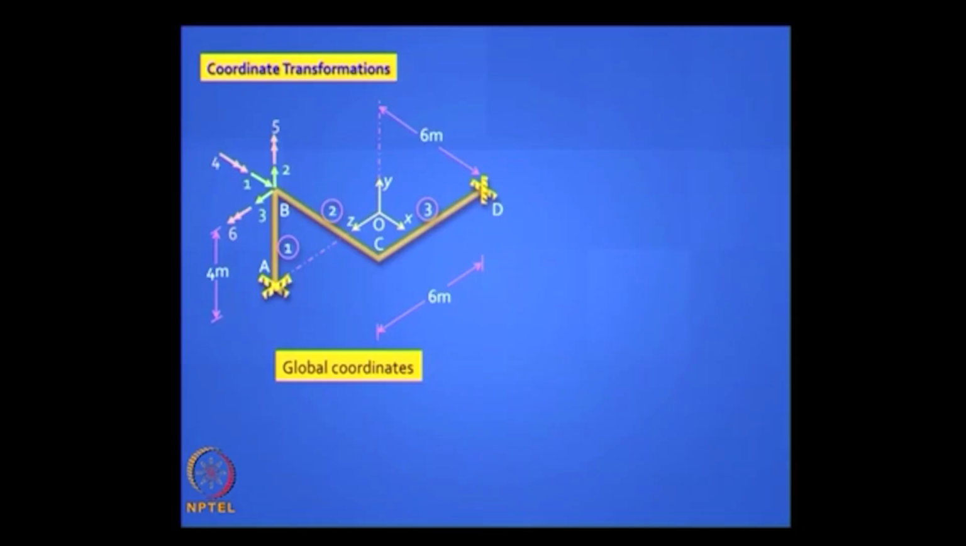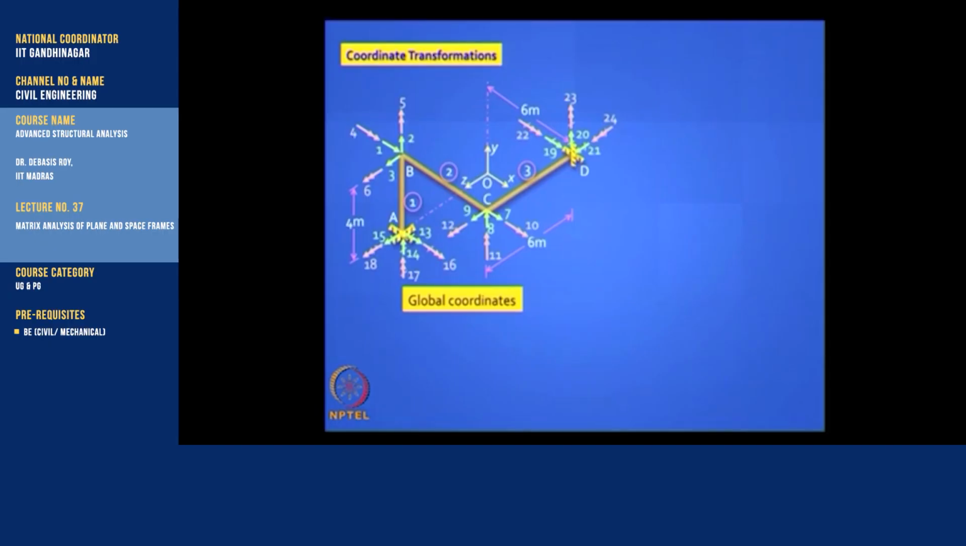Clear? You repeat this exercise at the joint C. So how many active degrees of freedom do you have? 12. How many restrained degrees of freedom you have? 12. Again 12. So you have 6 here and 6 there. So what's the size of your overall stiffness matrix going to look like? 24 by 24. Luckily half of them are restrained. So your Ka matrix will have a size of 12 by 12.